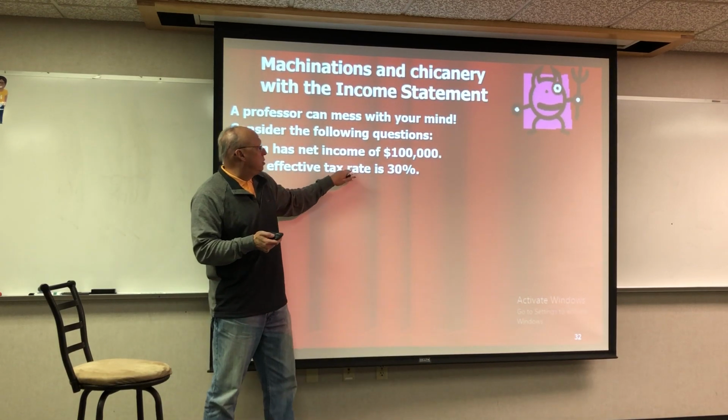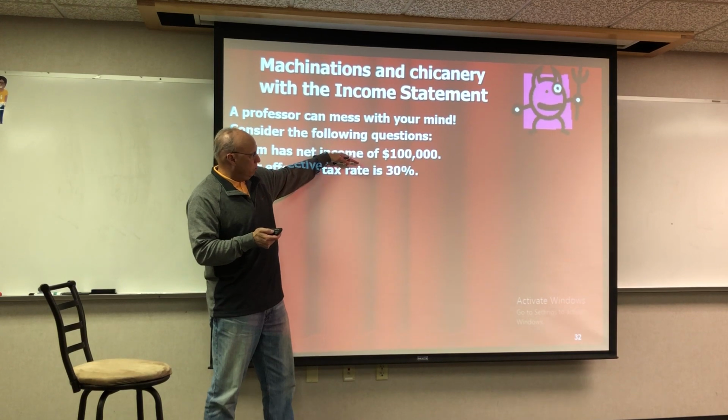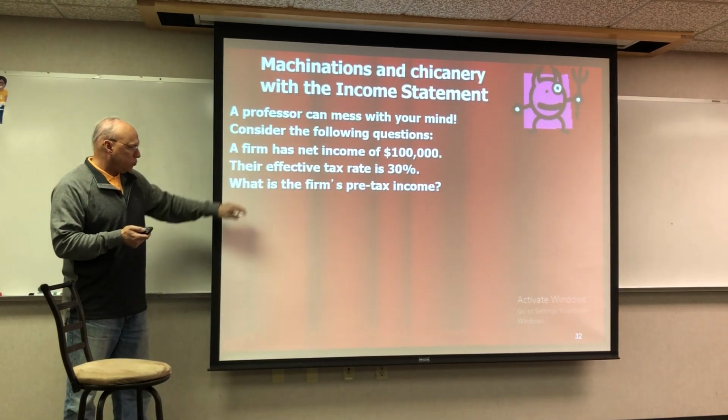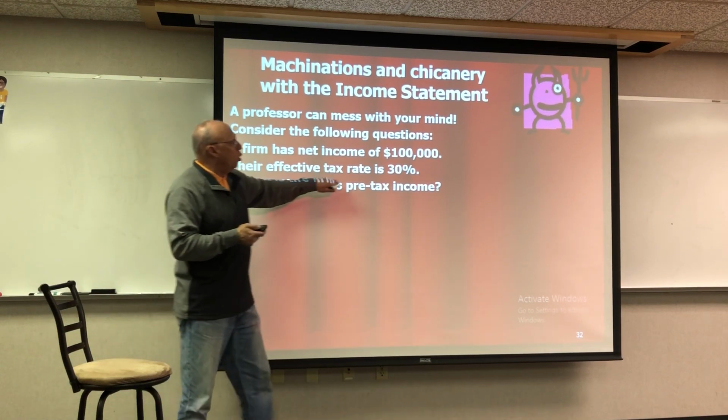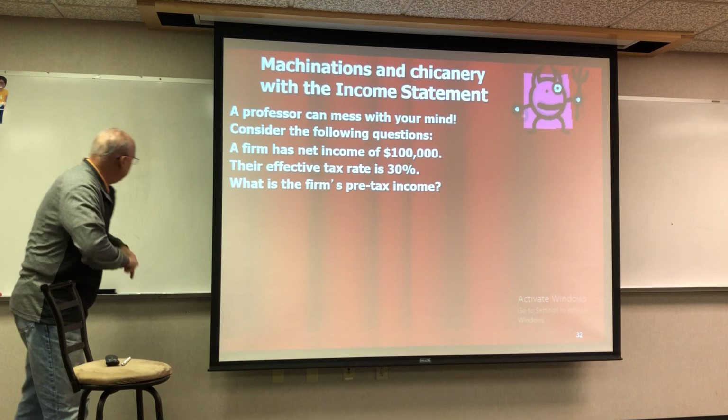So where do the taxes go? Well, the taxes come before the net income. The net income comes after the taxes. All right, what is their pre-tax income? So you have net income.